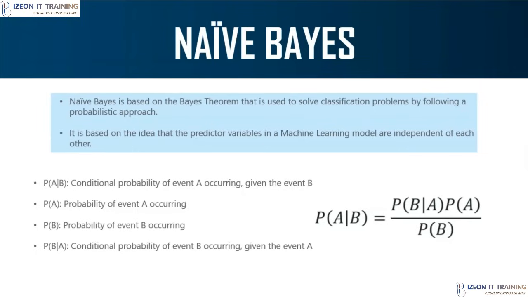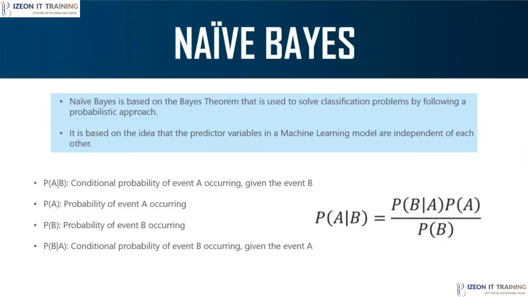Now, the Bayes theorem basically follows a probabilistic approach. The main idea behind naive Bayes is that the predictor variables in a machine learning model are independent of each other, meaning that the outcome of a model depends on a set of independent variables that have nothing to do with each other, right? Now, a lot of you might ask, why is naive Bayes called naive?